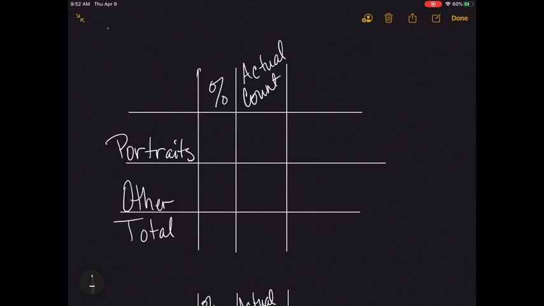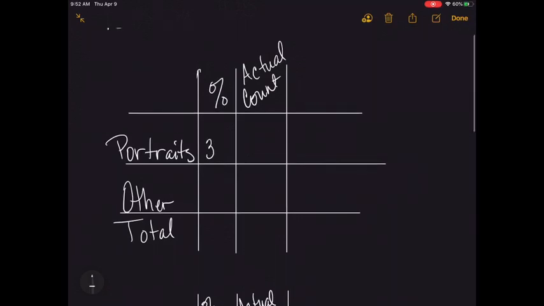It says 30% of the paintings were portraits. If there were 12 portraits, how many paintings are there in all? Okay, well, I already have my box set up, and I would like for you guys to set up your own ratio box to solve this. So we have portraits, and we have other ones that are not portraits, and then we have a total. So it says 30% of the paintings were portraits. Well, that's going under portraits and percent. So we'll put 30% in there.